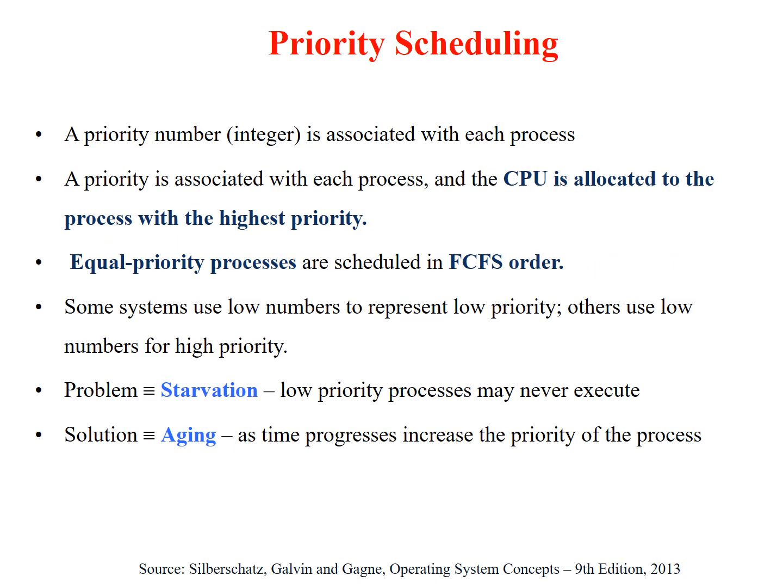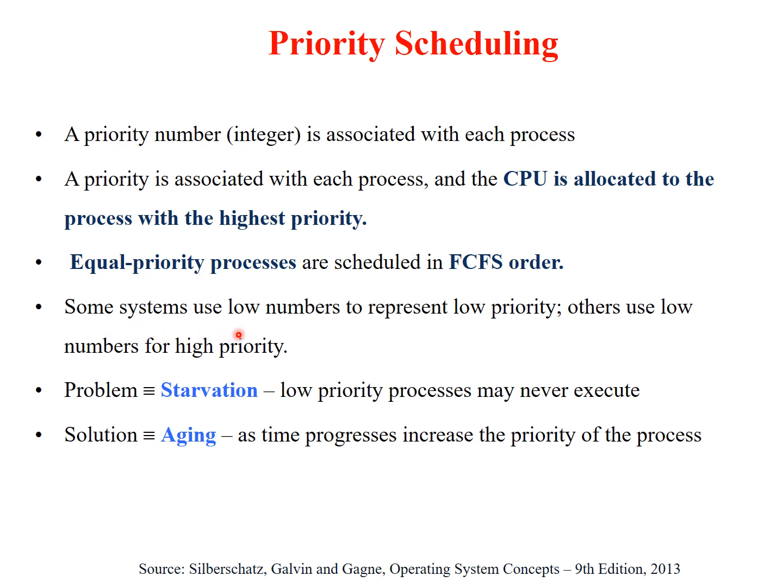Priority scheduling. Here, a priority number that is an integer is associated with each process, and the CPU is allocated to the process with the highest priority. Equal priority processes are scheduled on a first come first serve basis.